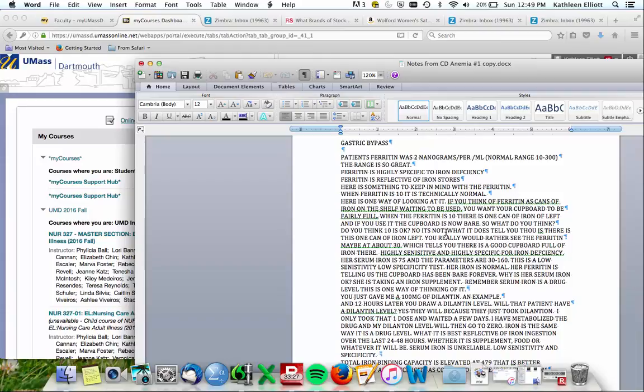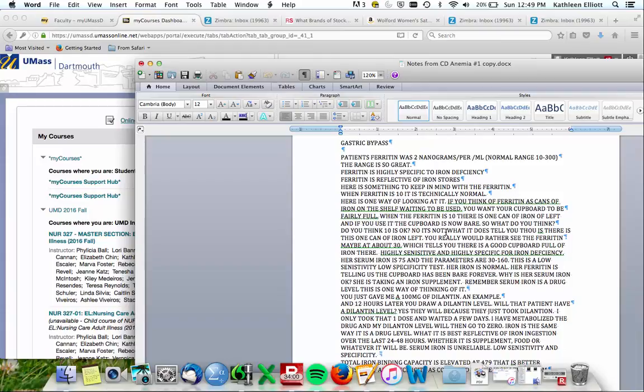Ferritin is highly specific to iron deficiency. Ferritin is reflective of iron stores. Here is something to keep in mind with the ferritin. When ferritin is 10, it looks technically normal. Here is one way of looking at it. If you think of ferritin as cans of iron on the shelf waiting to be used, you want your cupboard to be fairly full. When the ferritin is 10, there is really only 1 can of iron left, and if you use it, the cupboard is now bare.